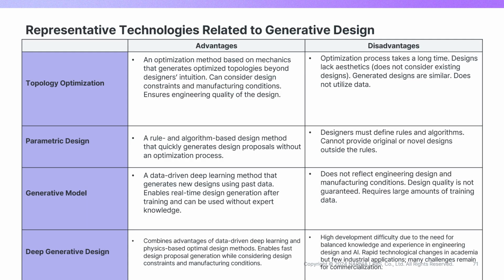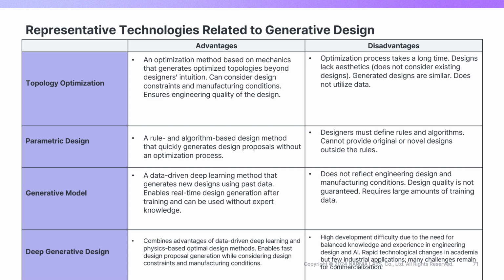Therefore, it's necessary to clarify the terminology once again. In the industry, many people refer to topology optimization as generative design, but topology optimization is just one of the methodologies within generative design. There is also parametric design, and there are generative models that use deep learning. Additionally, there are generative models using deep learning that incorporate all of these approaches together. There is generative design based on deep learning.